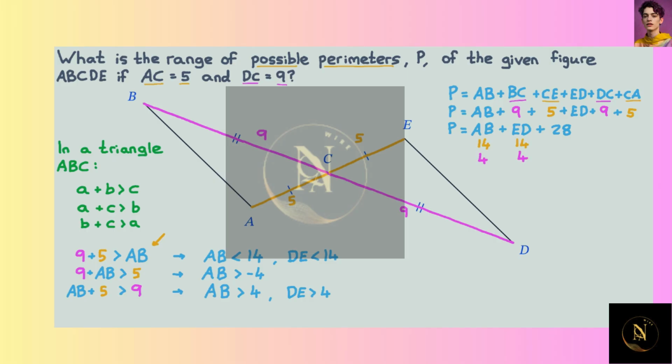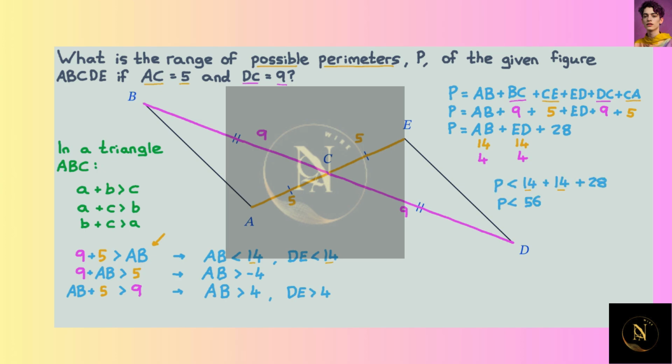We can now note that AB and DE must both be less than 14, so we substitute 14 for these lengths into the perimeter formula to find an upper bound for the perimeter. Similarly, we can substitute AB and DE equals 4 to find a lower bound for the perimeter.